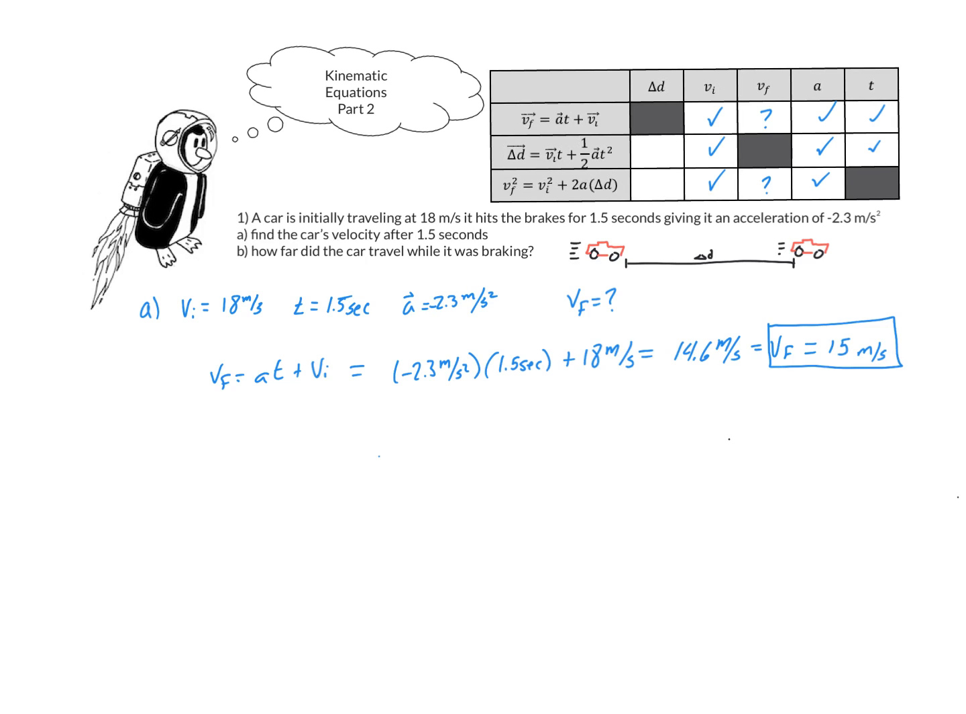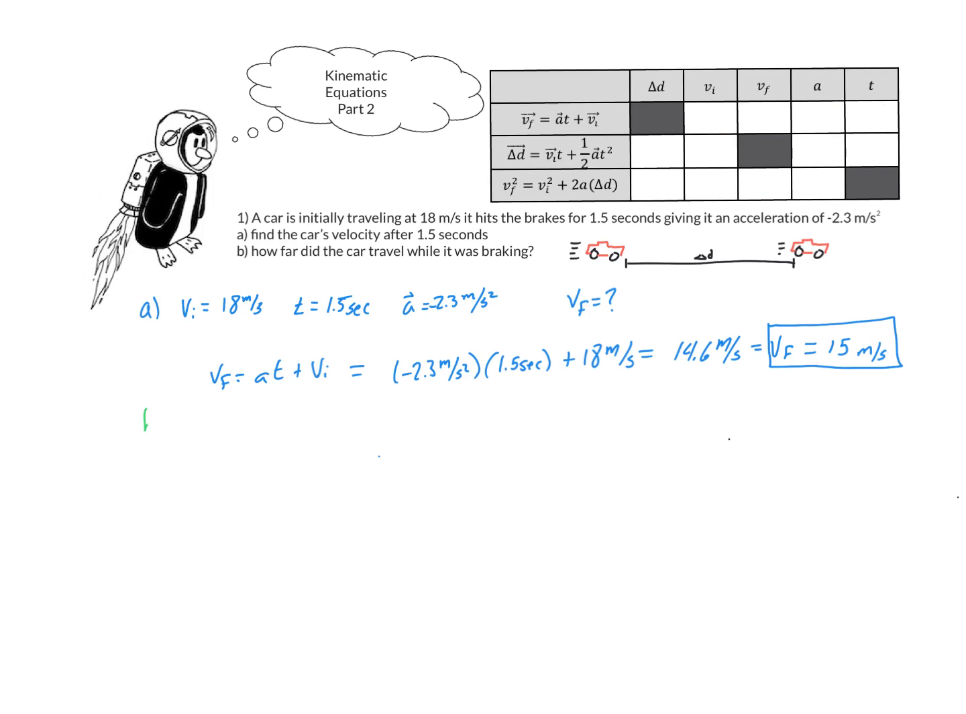Now, this indicates that the car slowed down. Since we know the acceleration is negative and the initial velocity is positive, they're opposites, so we should get a smaller number. The car did indeed slow down.